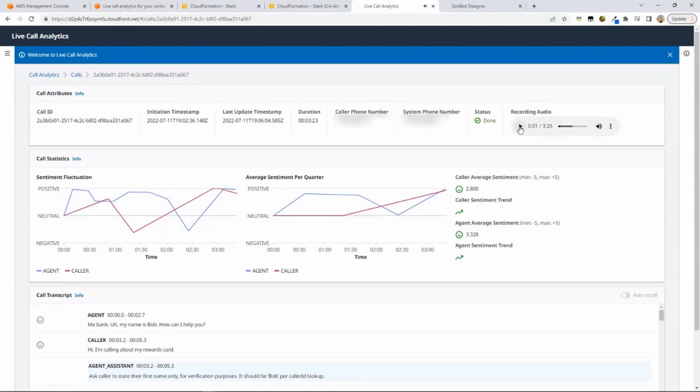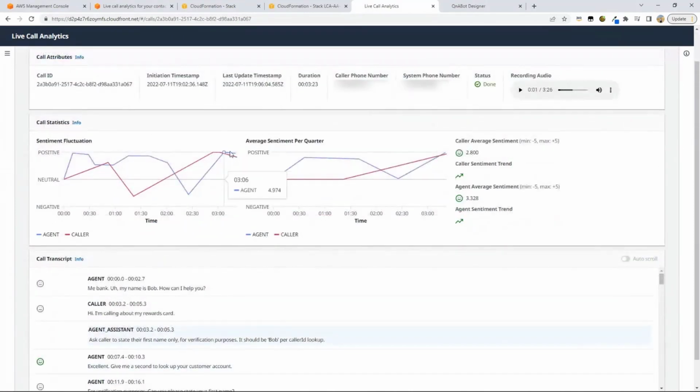You probably can't hear that on the webcast, but when I click the play button, it actually plays back the audio recording of the phone call that we just had. Here you can see some graphs that show the sentiment trend during the call. You can see that we ended up here on a high note. I was very happy at the end of the call, so that's good.